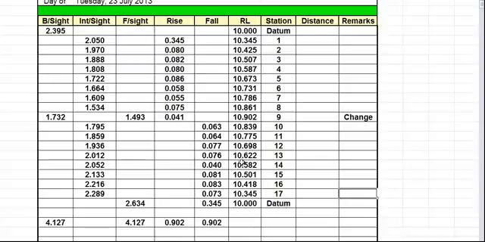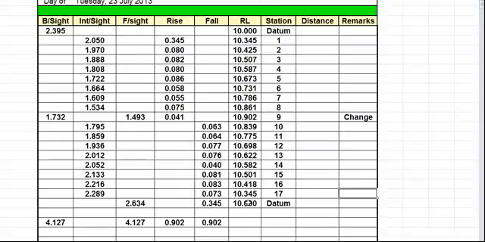So that's how we use a level book to work out our levels. So now we know that 10.507, for example, is 507 mil higher than our datum, or 10.902 is 902 mil higher than our datum. Okay, so that's the usefulness of a level book. Remember the 3 checks: add up your back sites, add up your foresights, and work out the difference. Add up your rises, add up your falls, work out the difference. And your first RL and your last RL, work out the difference of those.